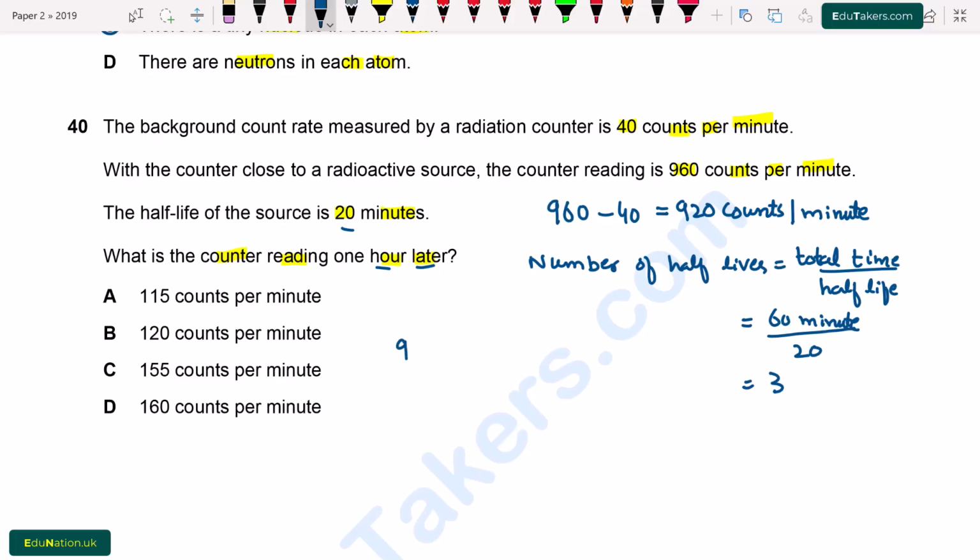So original count rate is 920. When the first half-life pass, these remain half. So there will be 460. When the second half-life pass, these also remain half. So there will be 230. At the end, when the third half-life pass, the count rate remain half and it will be equal to 115 counts per minute.